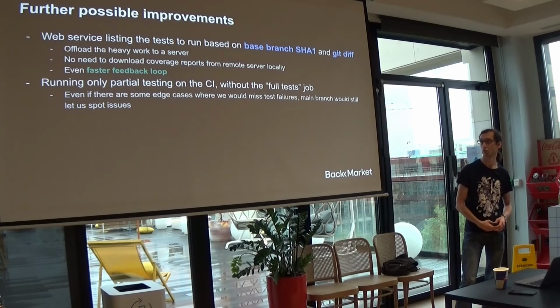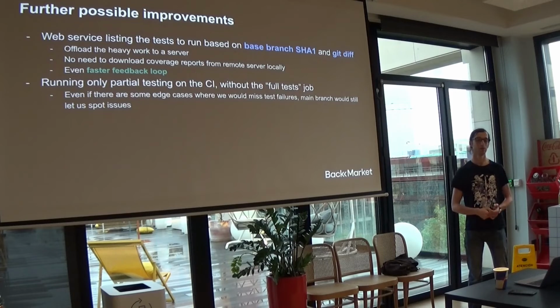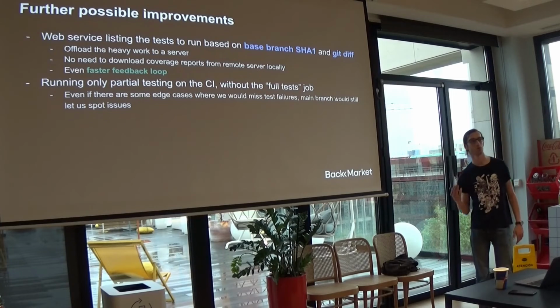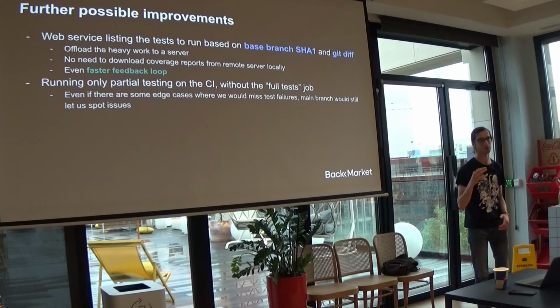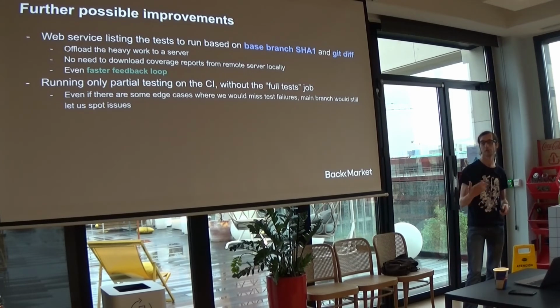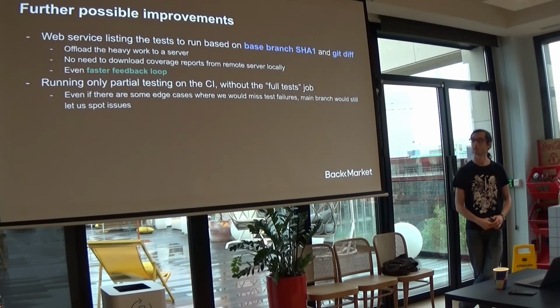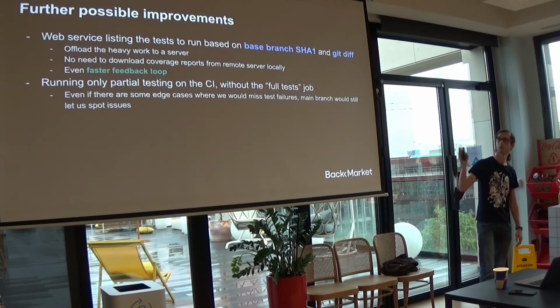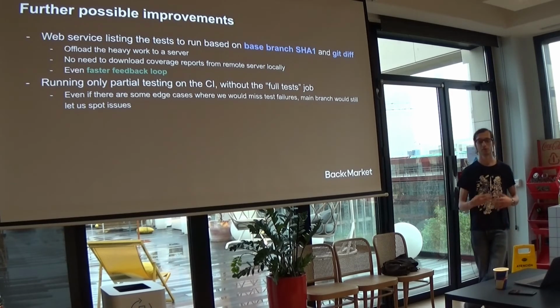And the second thing that we also want to achieve is running only partial testing on the CI for real, without the full test job. For now, we're still not able to do so, because one thing that we noticed is that by only running some tests and not the full test suite on the CI, we end up with some tests failing because of some hacks in the code base and the test suite. We would end up with tests that were not failing on the full test run, but were failing whenever running only part of the tests. So we're still not confident yet about this solution.